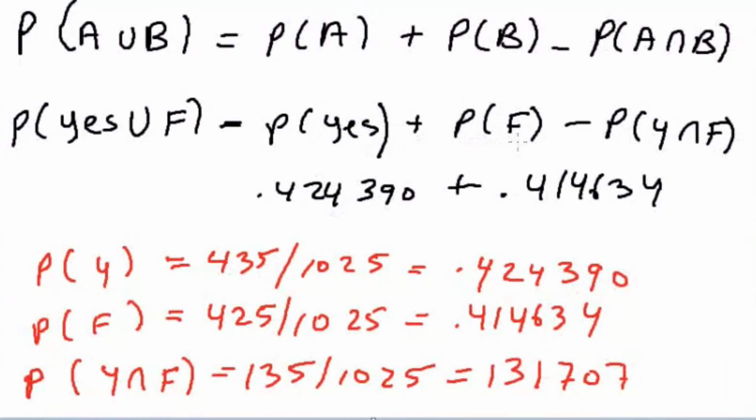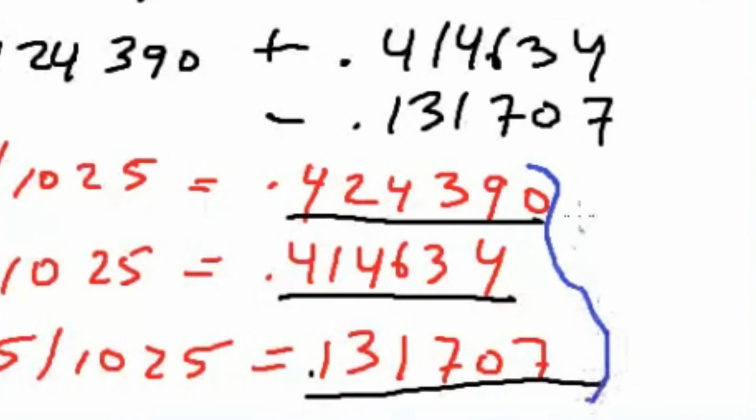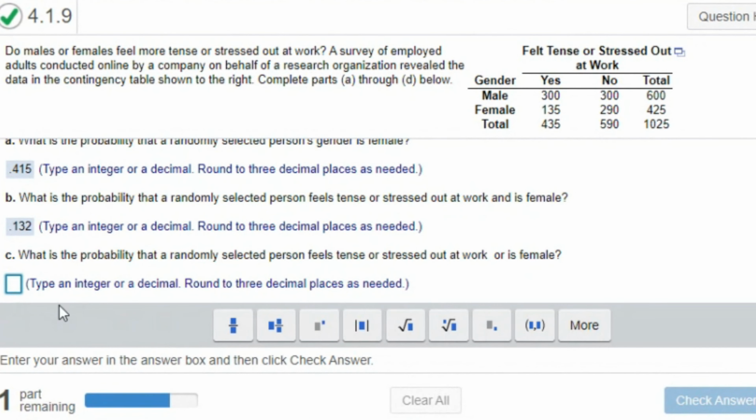So now we have the probability of yes, 0.424390, plus the probability of female, that's 0.414634, minus the intersection of yes and female, so minus 0.131707, and we get 0.707317. So rounding to 3 decimal places, it's 0.707. And nice work.